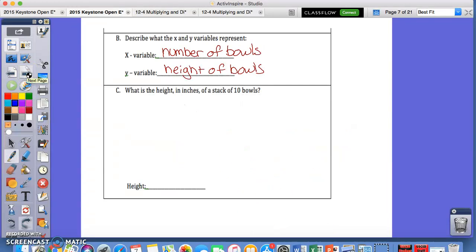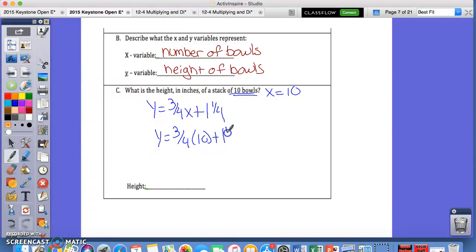So then, when you get to part C, what's the height in inches of a stack of 10 bowls? You know your equation is y equals 3/4 x plus 1 1/4. So I just went and plugged 10 in for x. So you have y equals 3/4 times 10 plus 1 1/4. 3/4 times 10, you're going to get 30 over 4 plus 1 1/4. And when you add those two together, you end up with 8 3/4. So it's 8 3/4 inches tall.